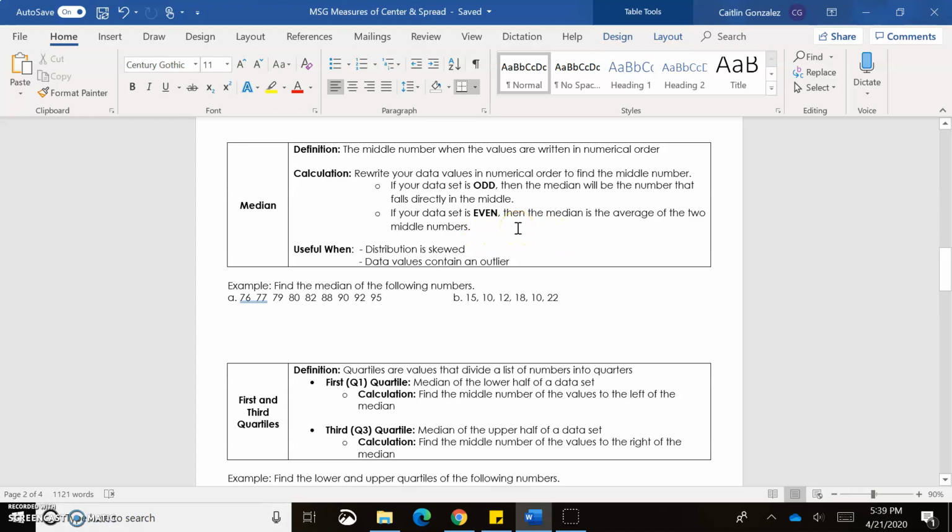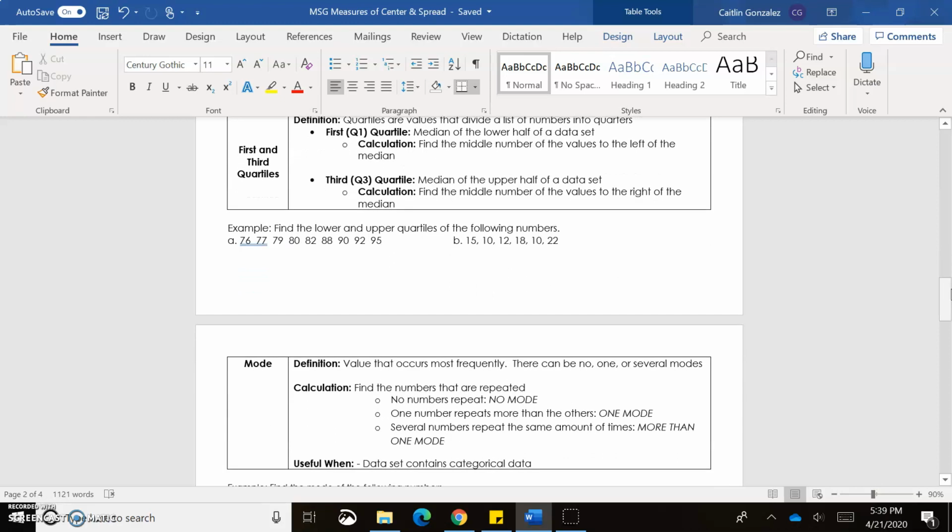If you're not sure what it is, you can take the average by adding those 2 numbers together and dividing by 2. Median's going to be more useful when the distribution is skewed, or if there's an outlier. You're going to prefer the median over the mean when either of these things is true.